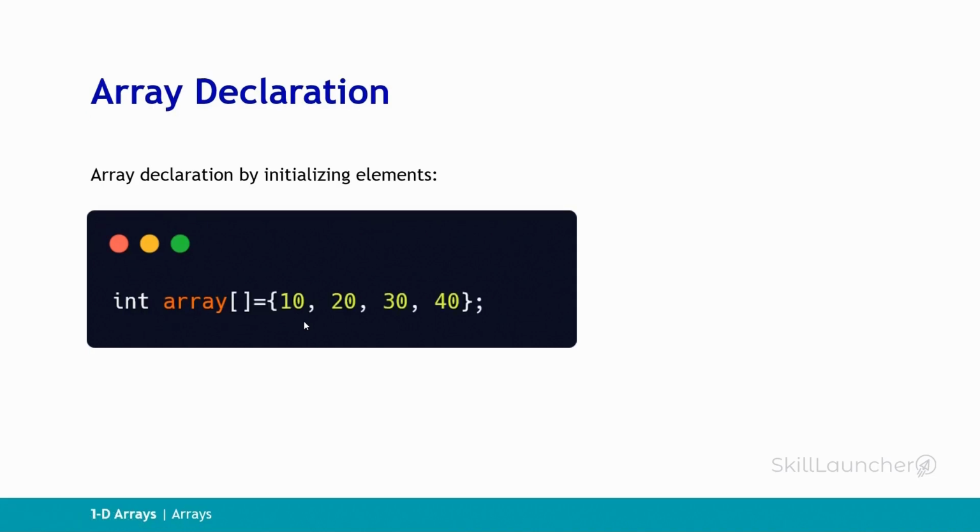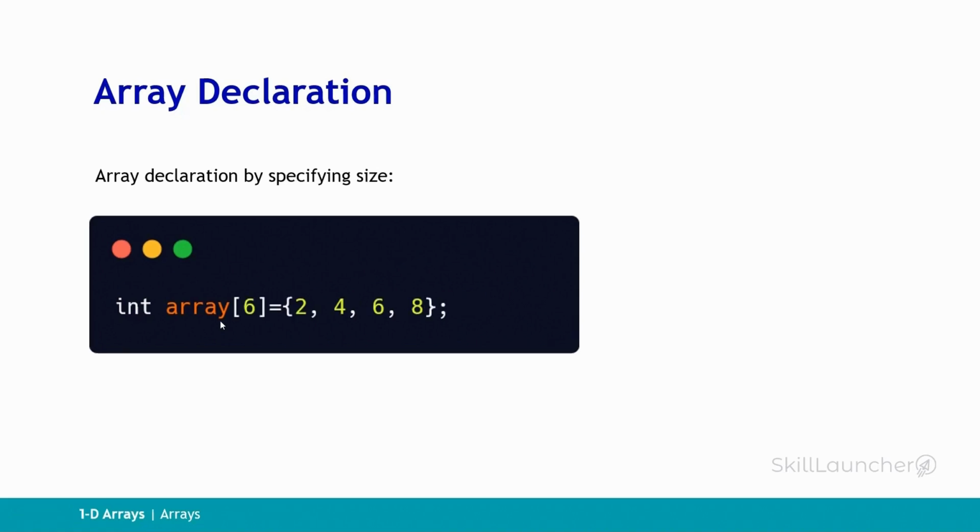The second way of array declaration is by initializing the elements simultaneously. Let's say we need to declare the same array. So the data type would be int. Here we will assign these 4 values to the array elements, that is 10, 20, 30, 40, separated by comma and enclosed within curly braces. Even if we do not specify any size to this array here, it considers the number of elements given in this list. So here there are 4 elements. So the size of the array here would be 4.